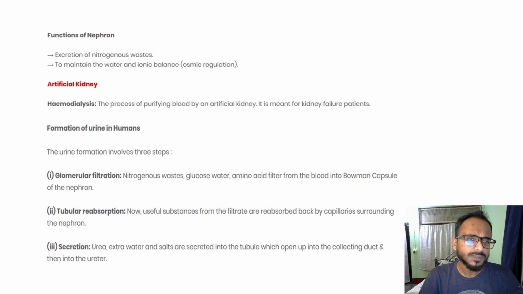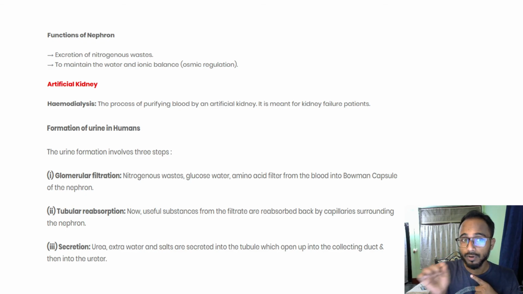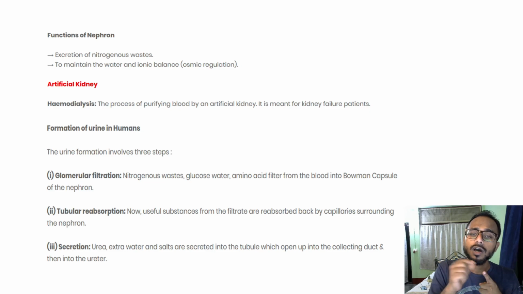Formation of urine in humans, how does the formation of urine in humans take place? Three steps. Initially, glomerular filtration, that is, all the nitrogenous waste, glucose, water, amino acids are passed through those tiny glomeruli, and this is called glomerular filtration. All the nitrogenous waste, glucose, water and amino acids are removed from the blood into the Bowman's capsule of the nephron.